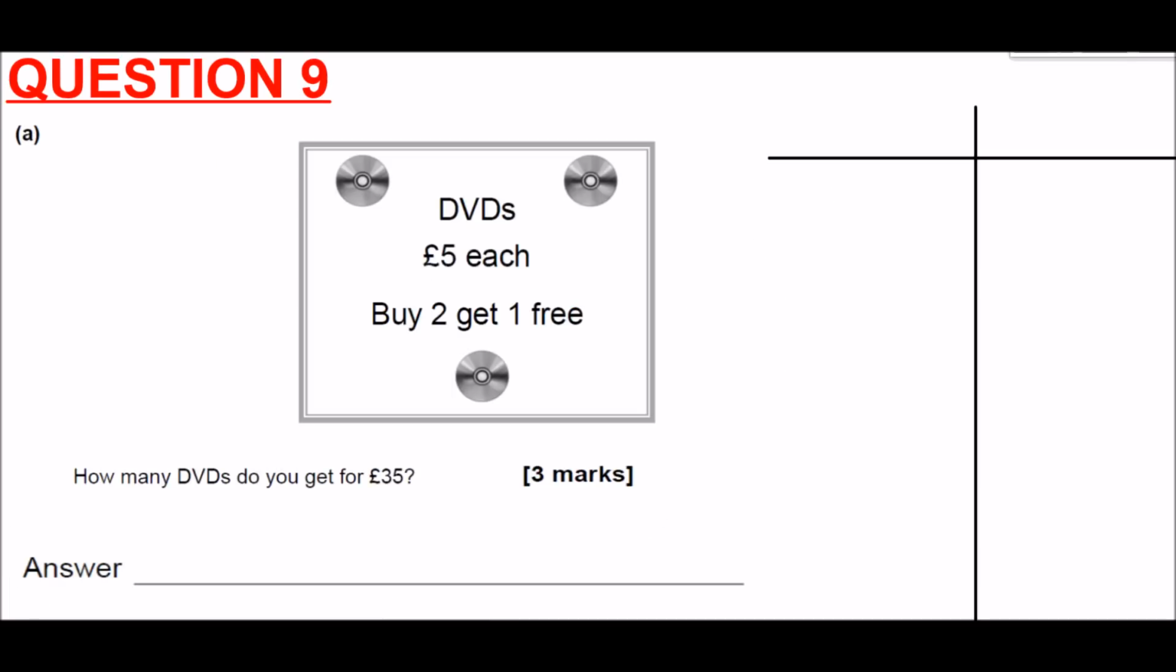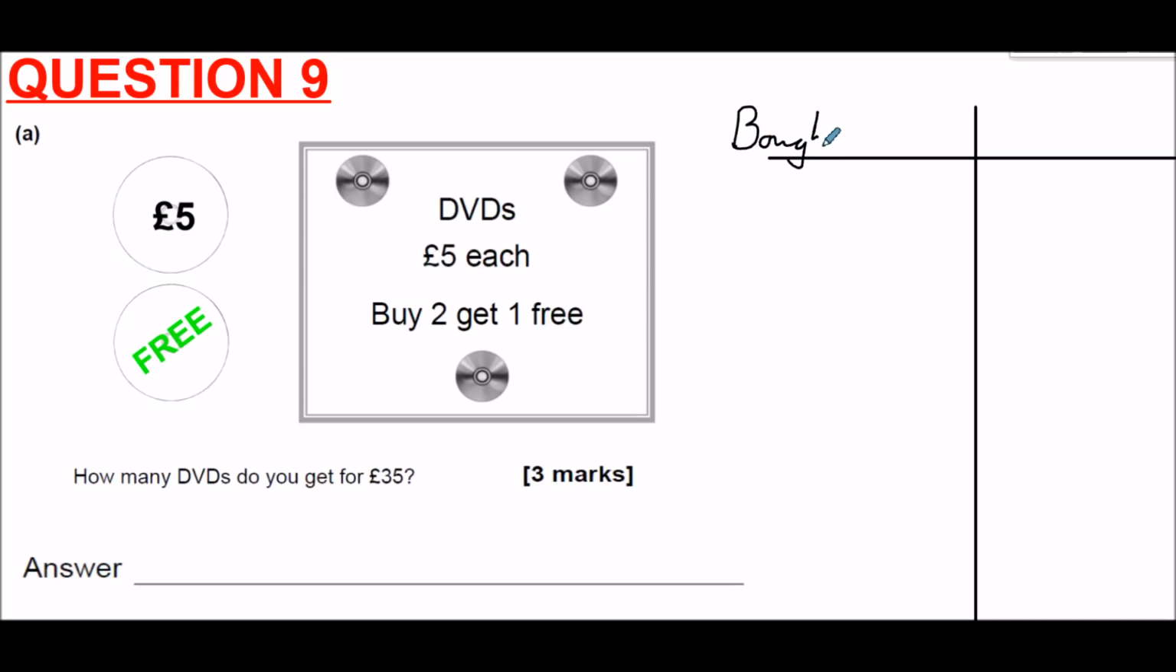Question 9. We've got this offer for DVDs where they are £5 each, or buy 2, get 1 free. And so we're asked how many DVDs would you get for £35? So what I'm going to suggest we think about here is for each 2 you buy, you'd get 1 free. So I've done a little table here where we can consider on one side the DVDs you buy. So I'm going to just say this is bought DVDs.